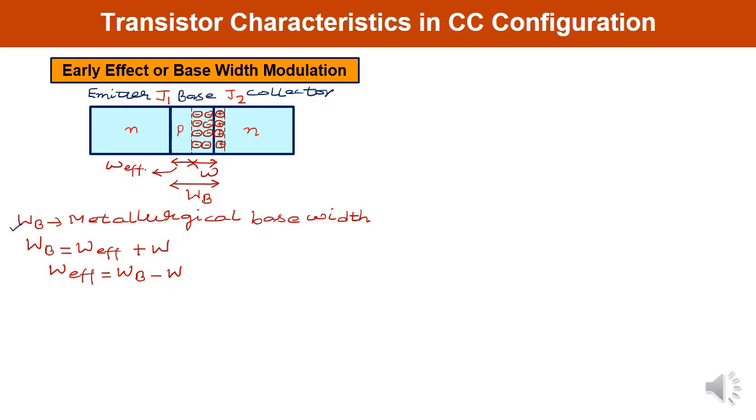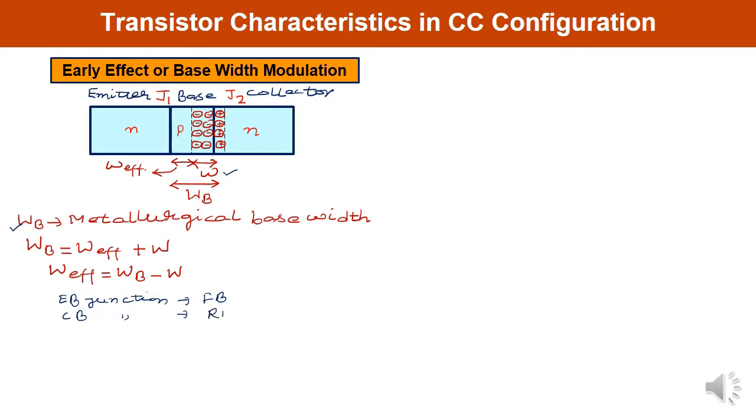Here you can observe W is the width of the depletion region which is extended into the base. You know that the emitter base junction should be forward biased, while the collector base junction should be reverse biased.